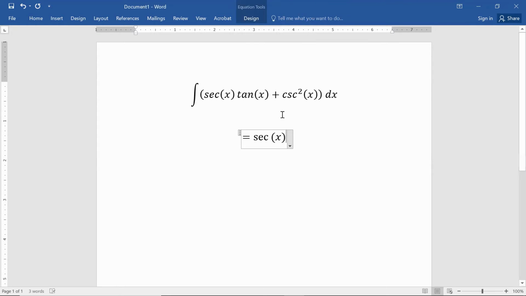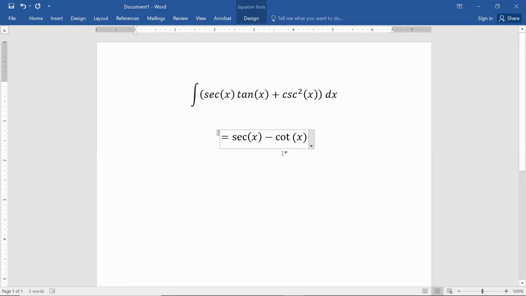An antiderivative of cosecant squared. Well, if you remember, the derivative of cotangent is negative cosecant squared. So the antiderivative of cosecant squared of x is going to be negative cotangent of x.